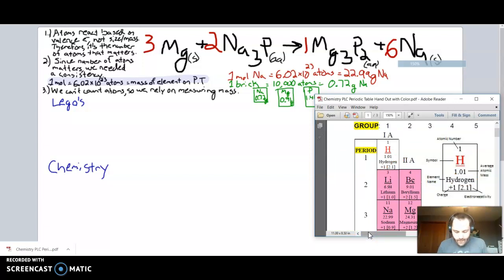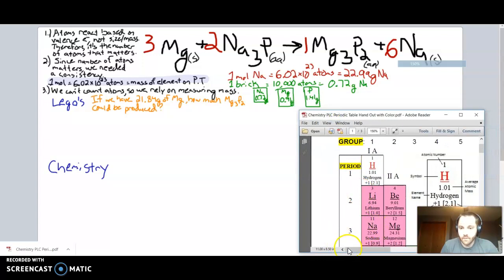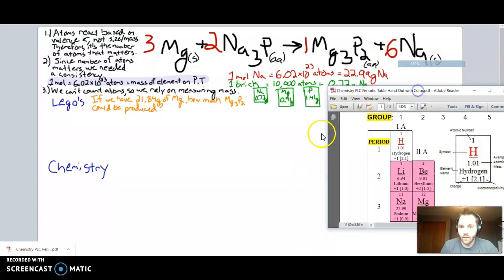To look at a problem like this, I'm going to give you a full problem. I'm going to pause for a second here to write this out. So we have this problem here. If we have 21.84 grams of magnesium, how much magnesium phosphide could be produced? And we'll actually use this equation that's up top here. So what I'm going to do is use those same numbers, regardless of whether it's our Lego values or our periodic table ones. It actually doesn't really matter.